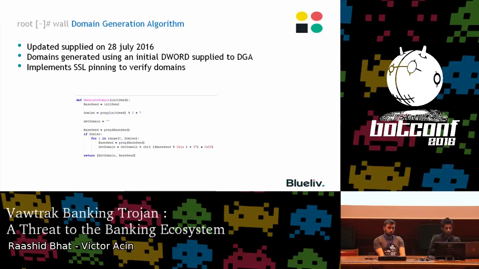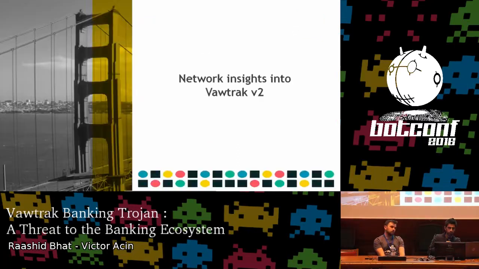It also implements SSL pinning for the verification of the domains in order to make takeover impossible. And this is the DGA algorithm represented in Python. So the seed supplied from the static configuration makes it possible for the DGA to generate multiple domains. So that's it for the reversing side.